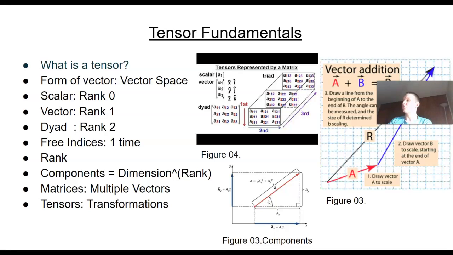A scalar is rank 0, one component. A vector is rank 1, and a vector has magnitude with one direction of i hat, j hat, k hat, and a dyad is rank 2 with 3 components. Dyads have 2 directions, so it would be 3 to the 2, which is 9 components. Components are the dimension to the rank. Just remember that matrices are multiple vectors and tensors are using transformations.